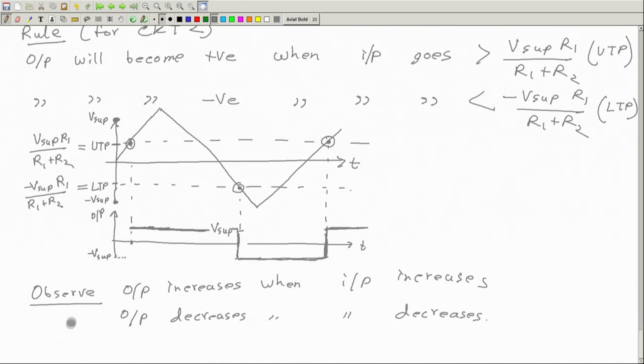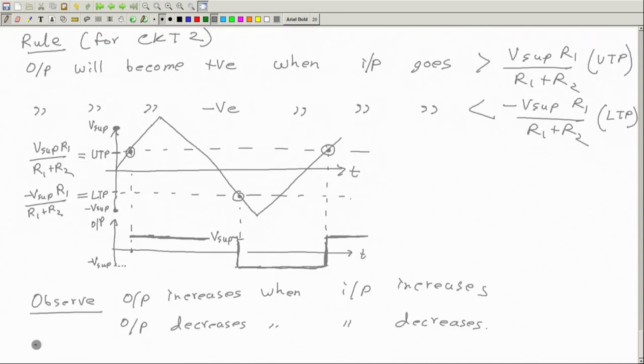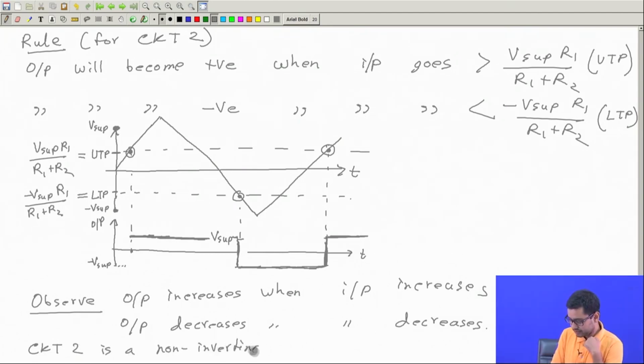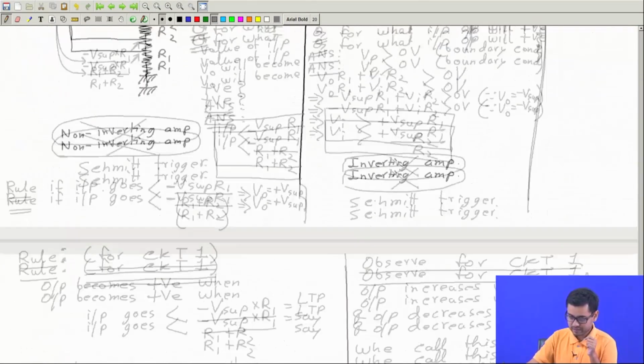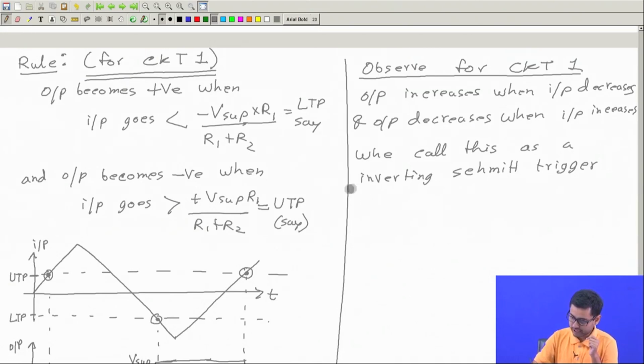Okay. So, we call this circuit a non-inverting type Schmitt trigger. So, circuit 2 is a non-inverting Schmitt trigger, because input and output change together, one increases, so the other also increases. But the previous one, as I said before, that was an inverting Schmitt trigger.